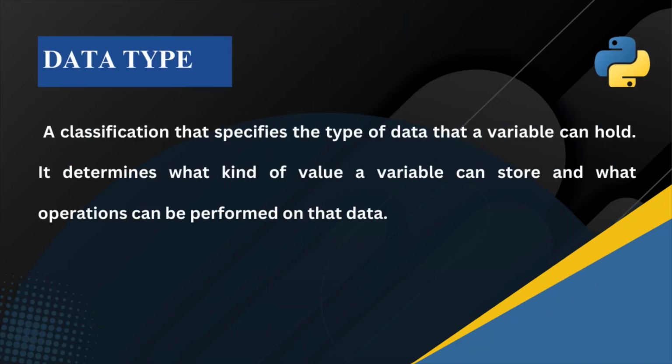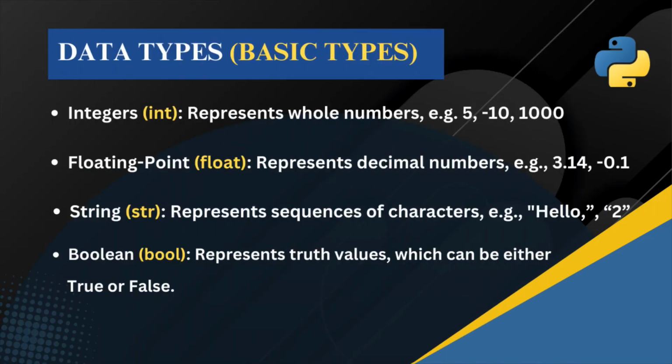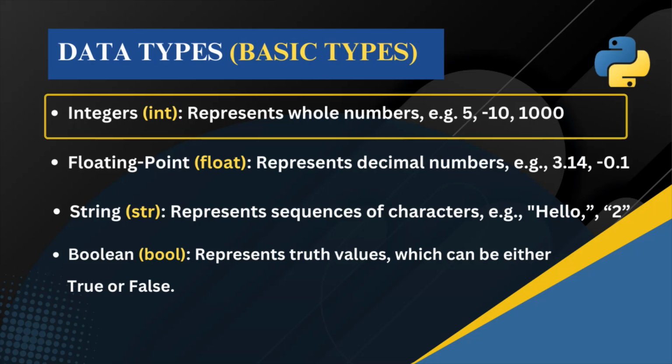Now let's shift our focus to data types. In Python, every variable has a specific data type which tells Python what kind of data is being stored and how it can be used. So the main data types that you'll frequently use are integers, and integers are whole numbers, whereby these can be both positive and negative numbers.